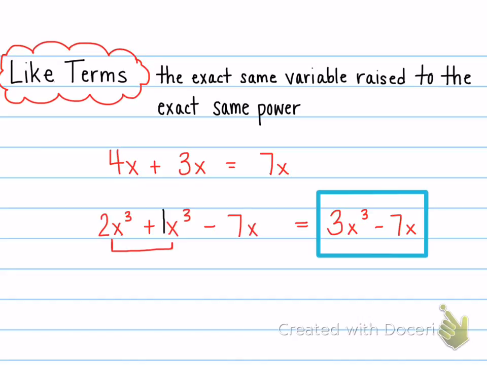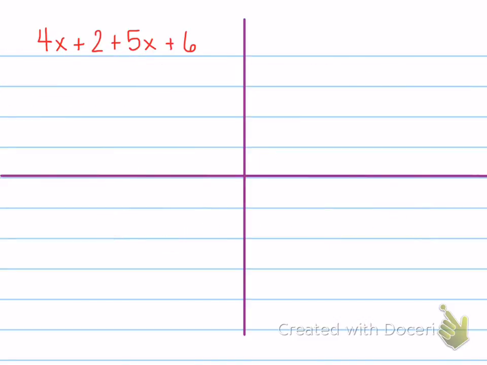Okay, so let's put numbers, variables, all sorts of stuff together. We're going to do 2 of them together, and then I'm going to give you 2 to do on your own, and I'm going to add another concept to it. Okay, let's start with a very basic expression. 4x plus 2 plus 5x plus 6.